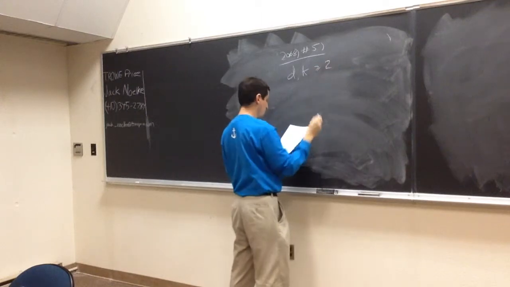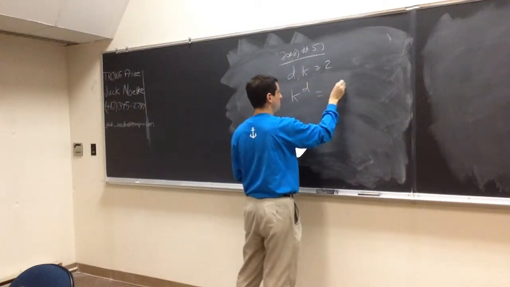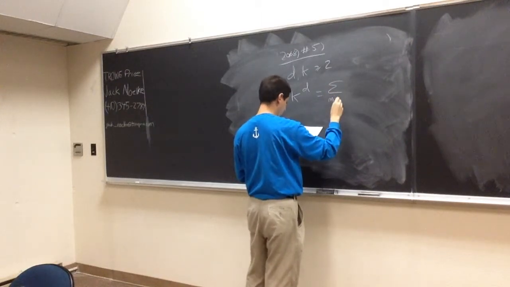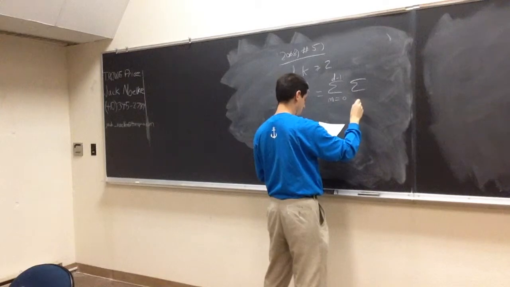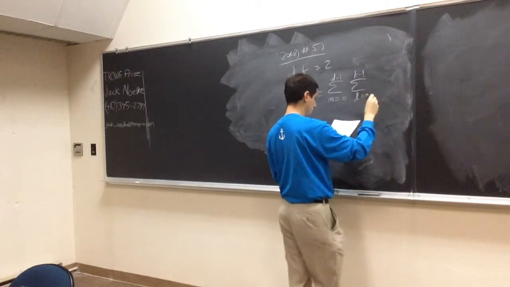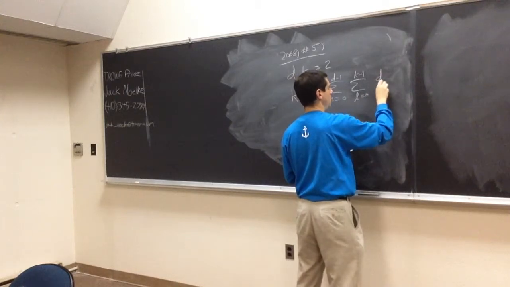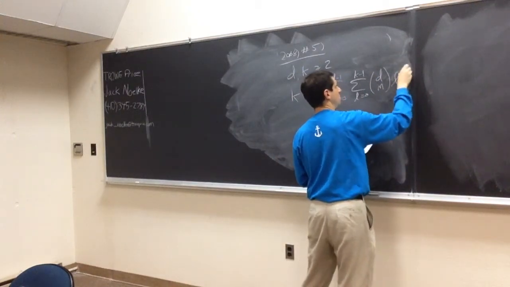So d and k are greater than or equal to 2. We want k to the d to be the sum, m goes from 0 to d minus 1, of the sum, l goes from 0 to k minus 1, of d choose m, l to the m.